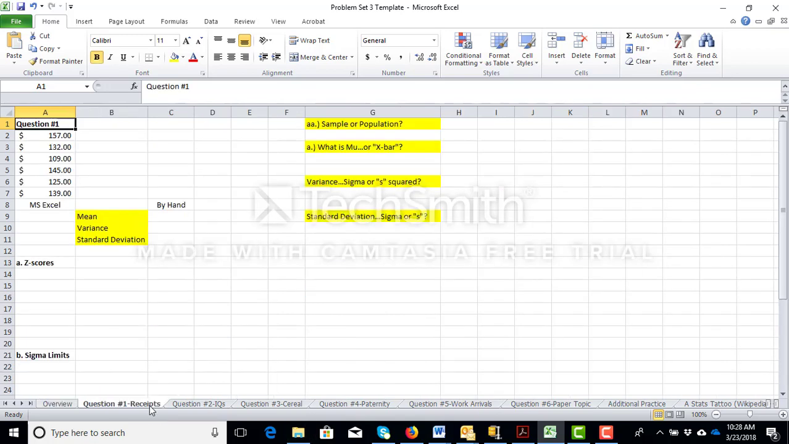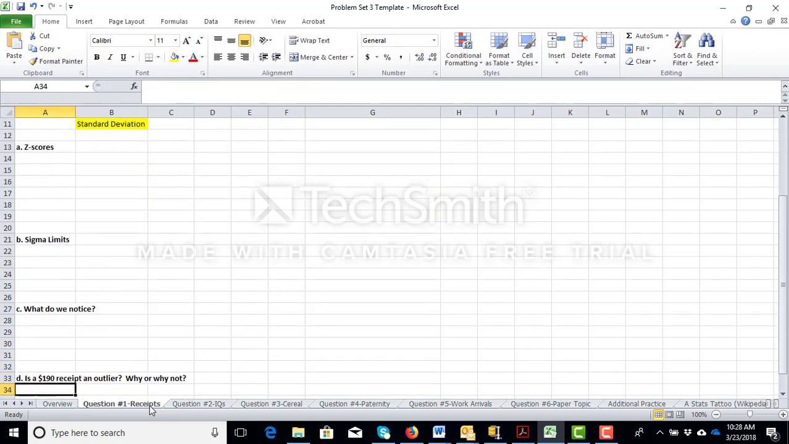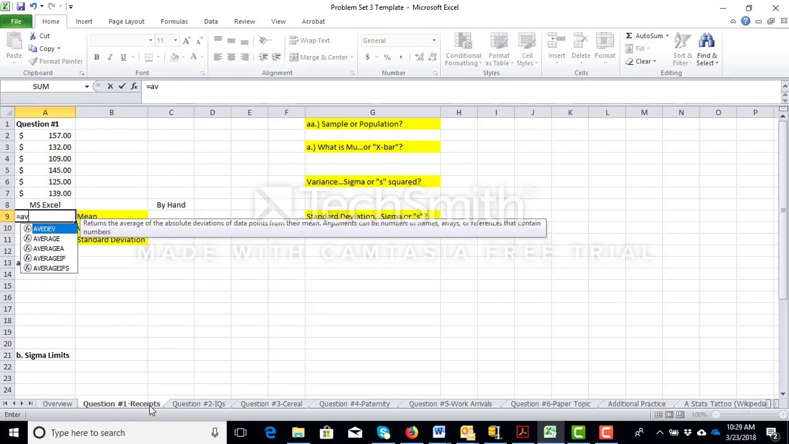It has to do with these 6 receipts. These 6 receipts you have seen before. The employees are going to ask for reimbursement. And the question for this problem set is, what are the z-scores for each of these 6 receipts? What are the sigma limits, 1, 2, and 3 sigma limits? What do we notice about that result? And is a $190 receipt an outlier? Why or why not?